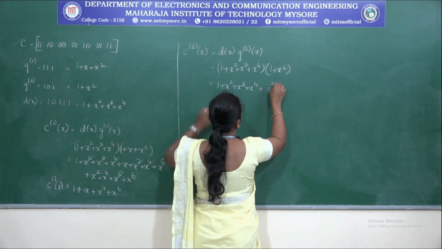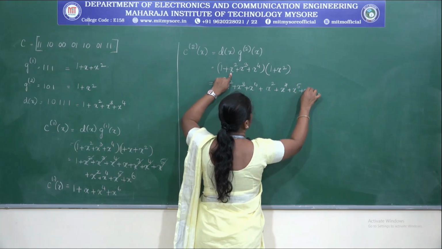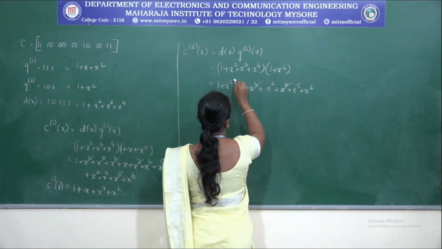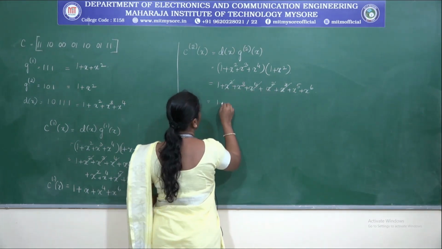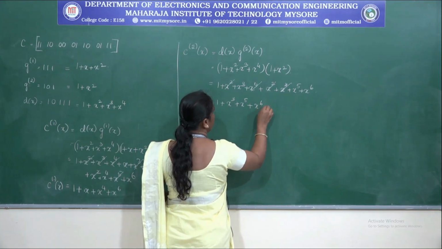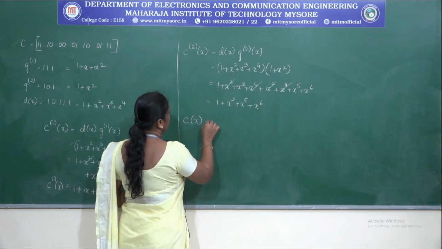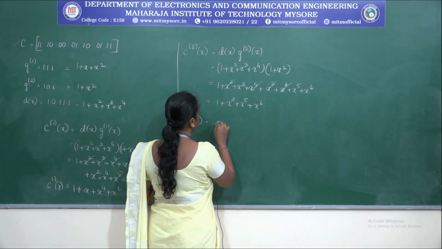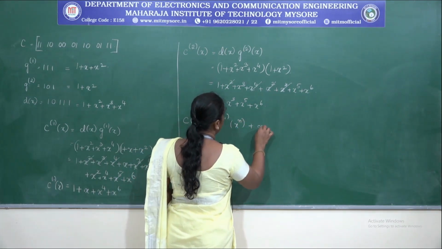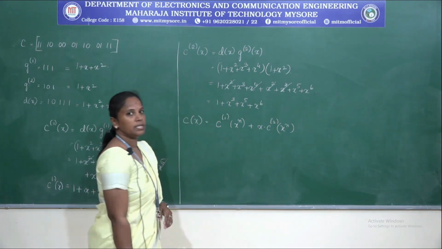plus x square, x to the power of 4, 5 plus 6. So x to the power of 4, x square and x square. So we have 1 plus x to the power of 3, x power 5, plus x to the power of 6. So now we need to find the output C of x. C of x is equal to C1 of x into x power n plus x into C2 of x into x to the power of n. So what is n here?